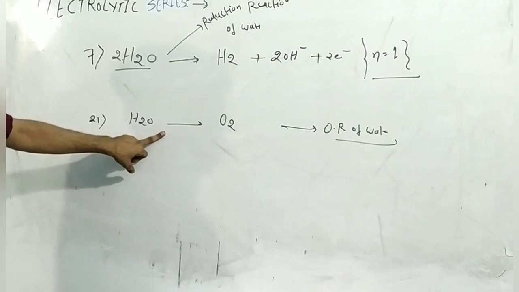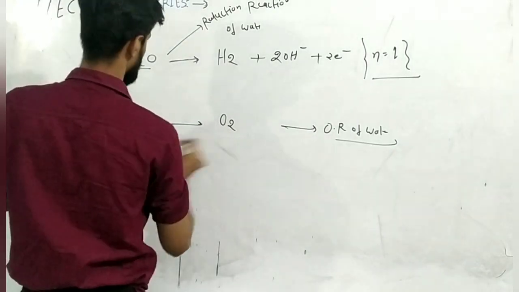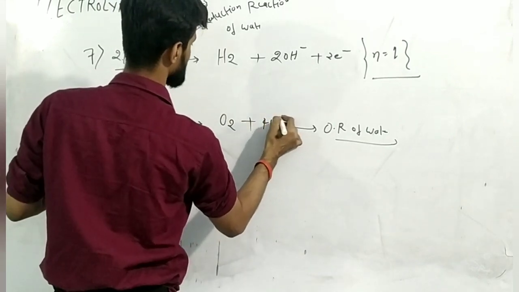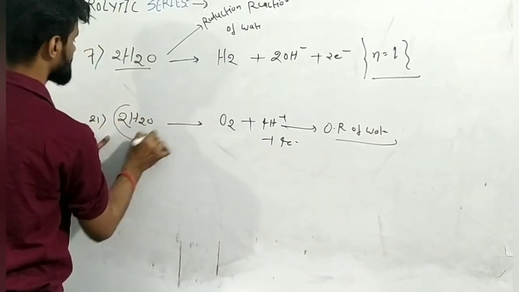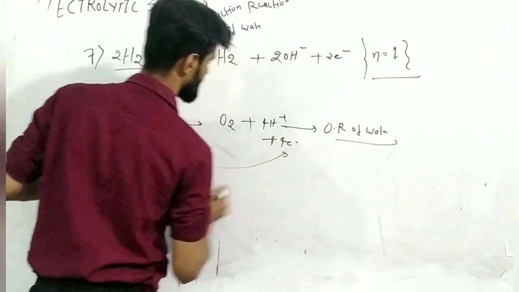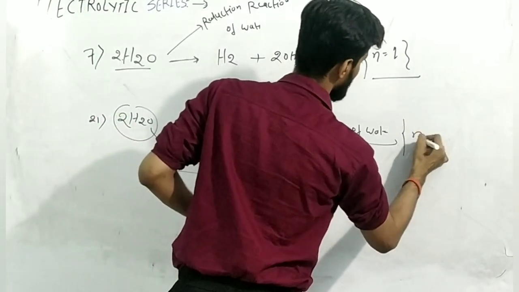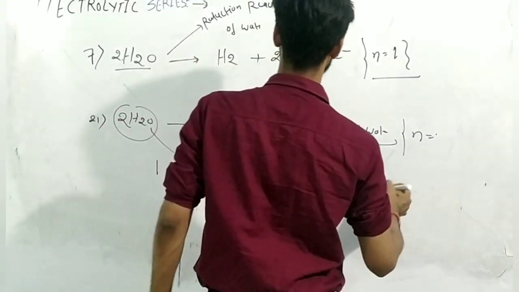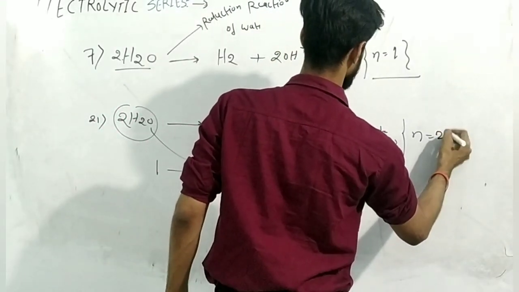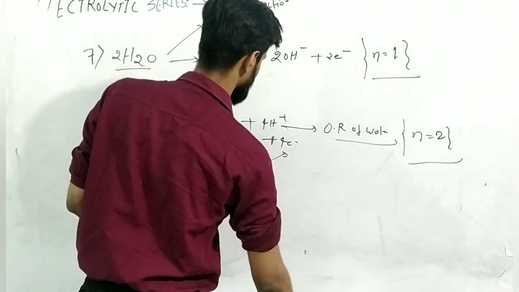Now understand one thing. There is 2 H2O, so multiplied by 2, now there is 4 hydrogen. There is 0 charge on the left hand side, so you have to add 4 electrons. So for 2 moles of H2O, there is an exchange of 4 electrons, so for 1 mole, there will be an exchange of 2 electrons. So the N factor for this reaction will be equal to 2. In this way you have to understand. This was the reduction and oxidation reaction of water.